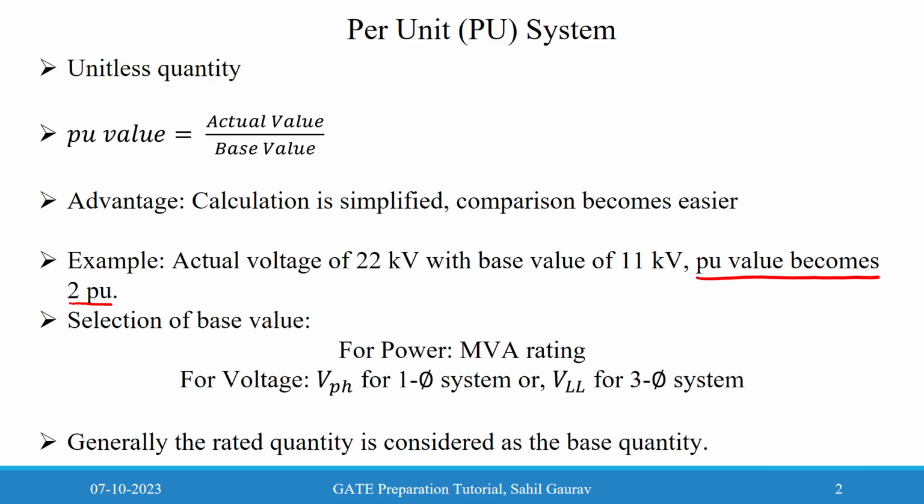And generally base values are given in the problem for power and for voltage, and the other base values we have to find out. Like for power we are given the MVA rating, and for voltage we are given, for a single phase system, the phase value, and for a three phase system the line to line voltage. And generally the rated quantity is considered as the base quantity.